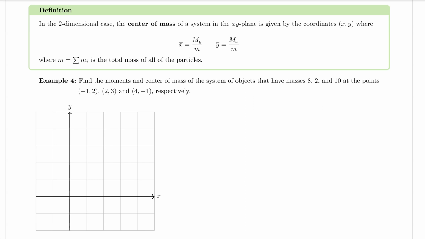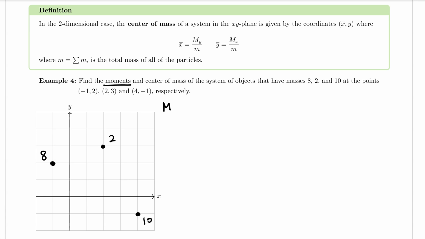Example 4 says, find the moments and center of mass of the system of objects that have masses 8, 2, and 10 at the points (-1, 2), (2, 3), and (4, -1), respectively. Let's go ahead and start by plotting these ordered pairs. So (-1, 2) is here, (2, 3) is here, and (4, -1) is here. And I'm going to go ahead and label them with their masses as well. So this one has a mass of 8, this one has a mass of 2, and this one has a mass of 10. Now, we want to find the moments, and there's 2 of them.